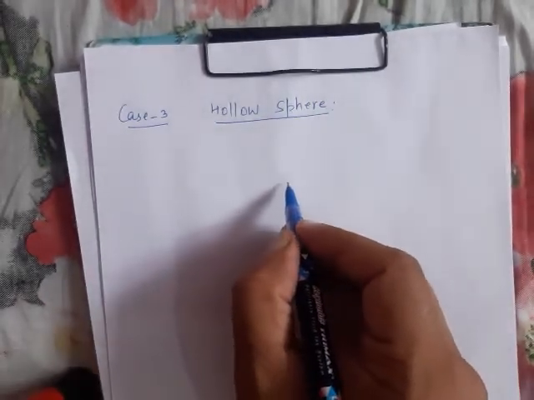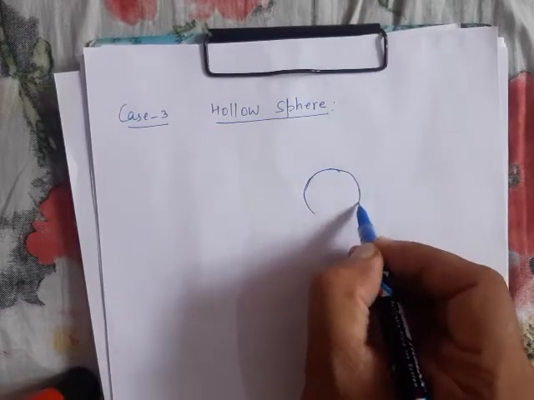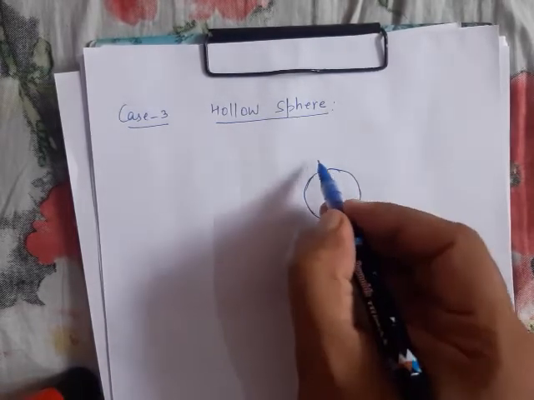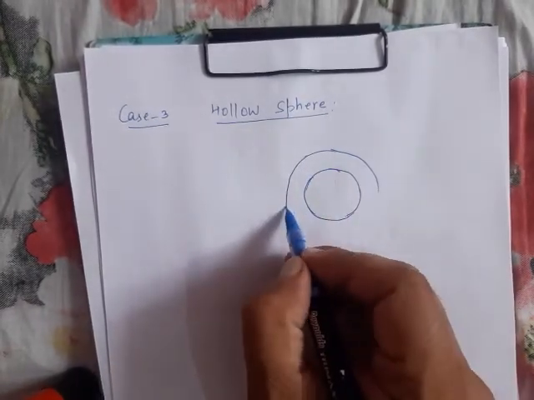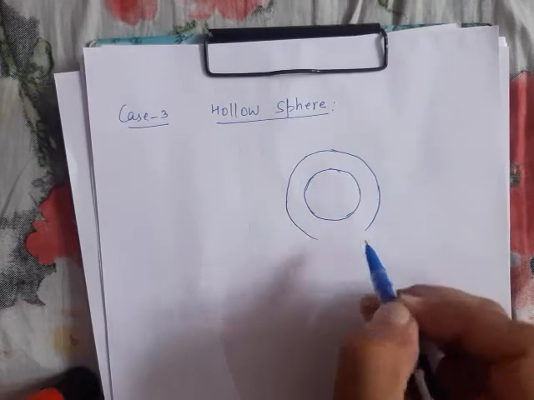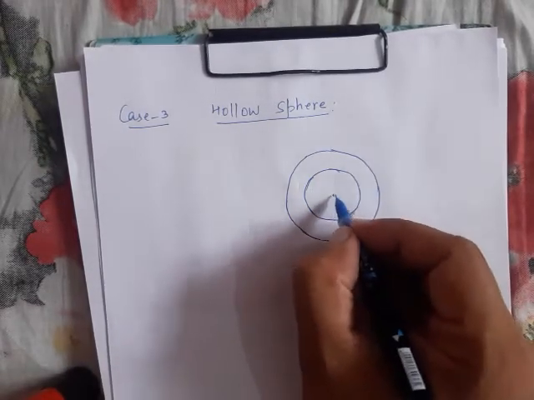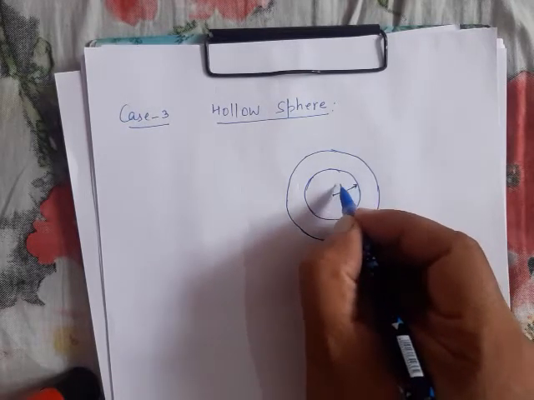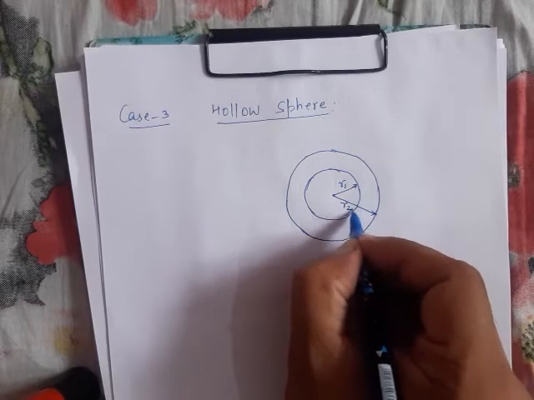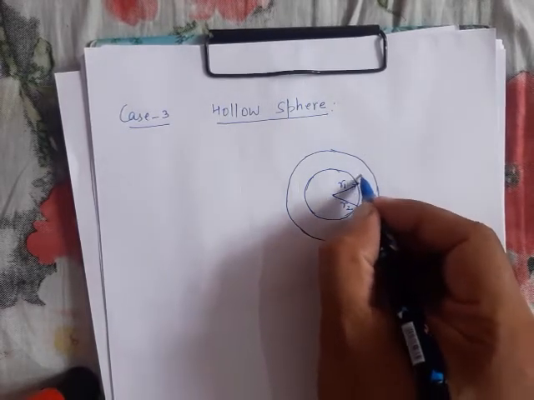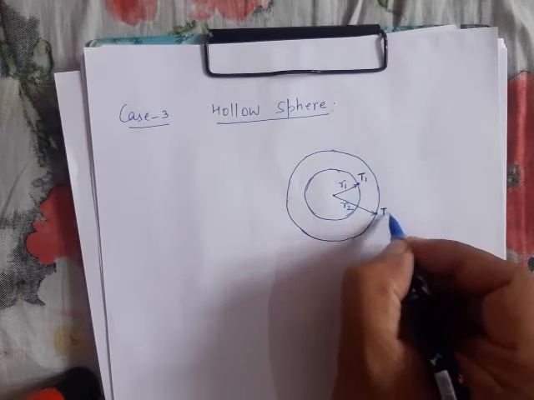Let us consider a hollow sphere. Let me draw a two-dimensional view for a hollow sphere. This is a hollow sphere whose inner and outer faces are maintained at temperatures T1 and T2. The inner radius is R1 and the outer radius is R2. The inner face is maintained at temperature T1 while the outer face is maintained at temperature T2.